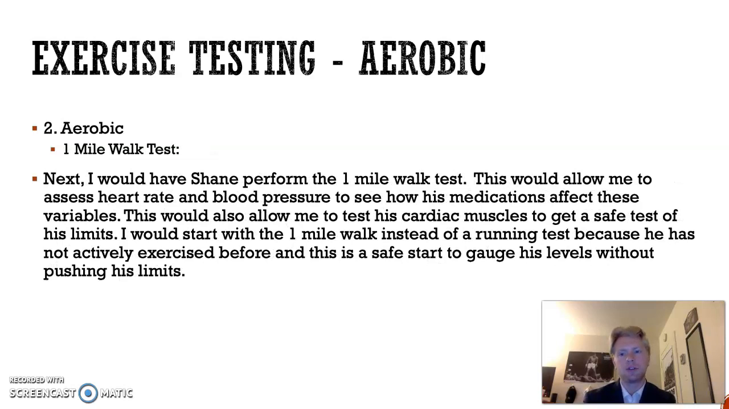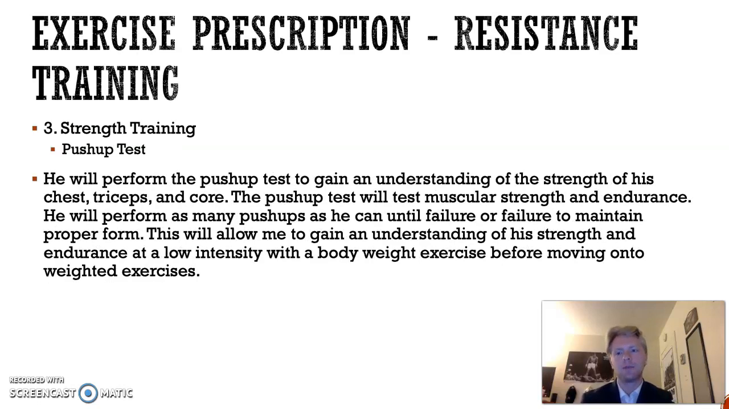The next test would be an aerobic test, and I'll just have him do a 1-mile walk test. This can allow me to test his heart rate and blood pressure and see how his body responds to exercise, but it will also keep it at a pretty low intensity, so there's no risk, and I can get a pretty good baseline on a simple thing before moving into a running mile test or something like that.